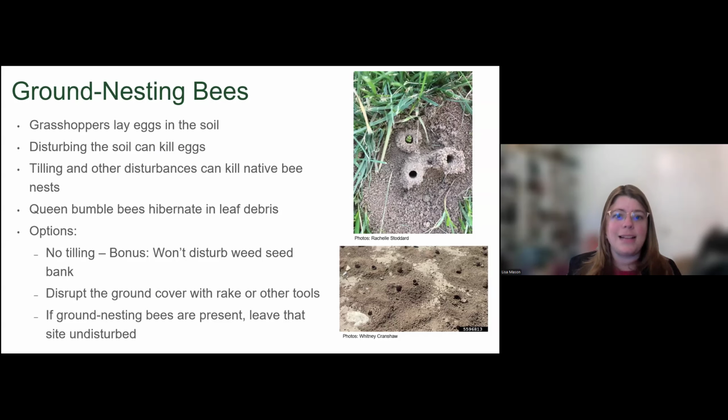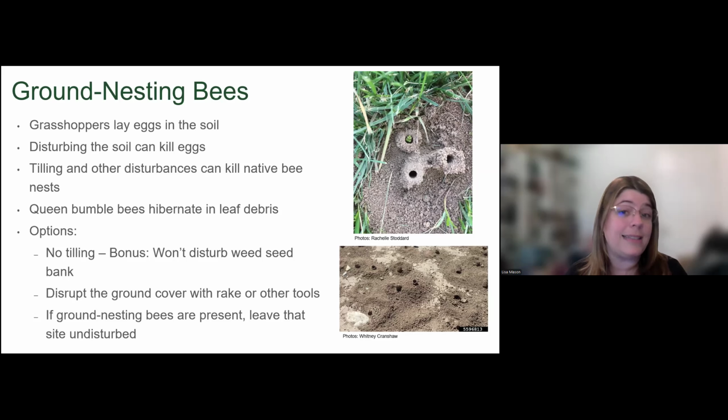All right, a few other slides. Just some last thoughts. I mentioned that most of our bees nest underground. That's also where grasshoppers are laying eggs in the soil. And so, one option, if you have areas of undisturbed soil, is that disturbing that soil can kill a lot of grasshopper eggs. But that same process may also kill those native bee nest eggs as well. So what do you do? And then, queen bumblebees are going to hibernate in leaf debris. So there's no perfect solution for this.